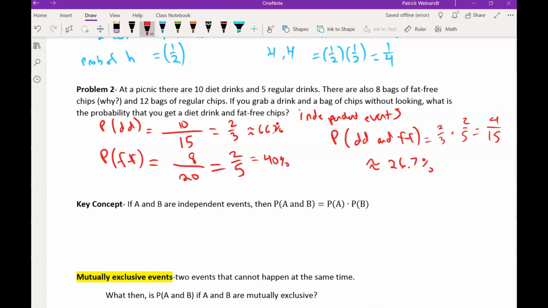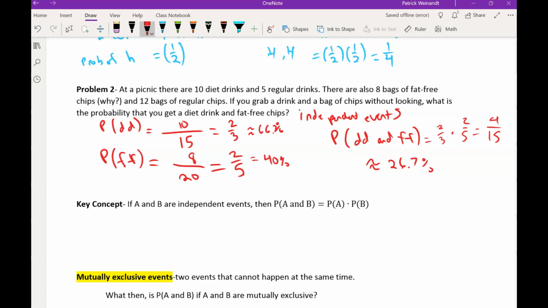So this is the key concept here: to find the probability of independent events occurring together, if A and B are independent events, then the probability of A and B occurring together, for example, a diet drink and fat-free chip occurring together, is equal to the probability of event A times the probability of event B. So the probability of drawing our diet drink and our fat-free chip together is the same as multiplying the probabilities of each of those events on their own, since they are independent, since me drawing a drink does not impact the probability of me drawing a chip.